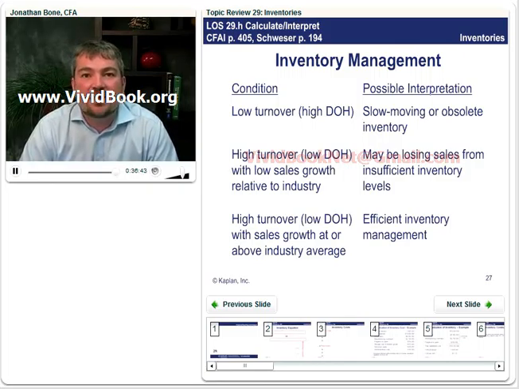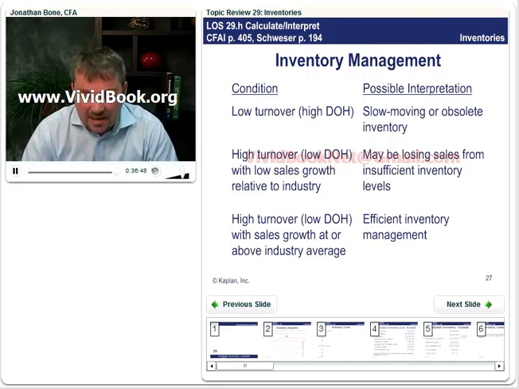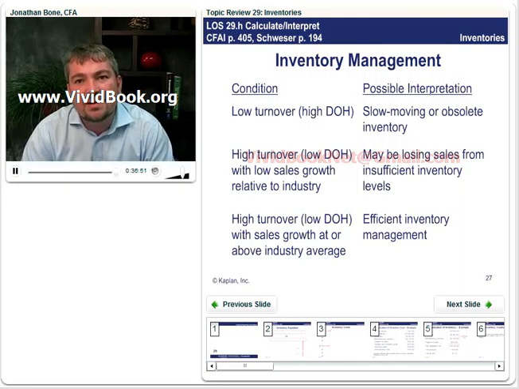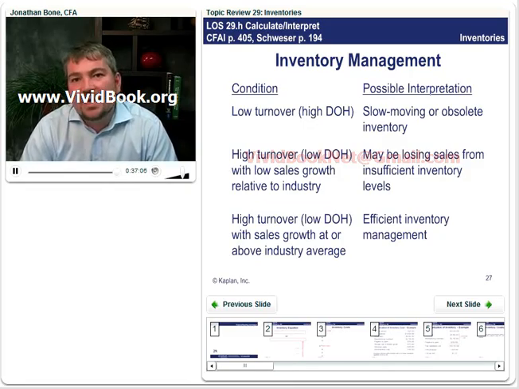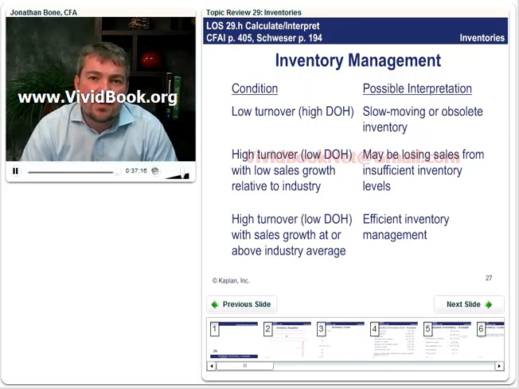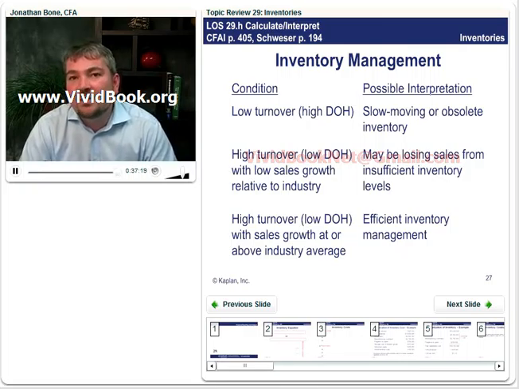Okay, so your sales growth is low relative to the industry, but you're turning your inventory over very rapidly, so you've got very little inventory on hand, meaning people might come and want to purchase from you, but you haven't got the inventory. High turnover, low days of inventory on hand, with sales growth that is above industry average, would of course indicate efficient inventory management. Our sales are growing at a very rapid rate, but we've got low days of inventory on hand, meaning we're holding the minimum amount of inventory that we require, so we're being very efficient.